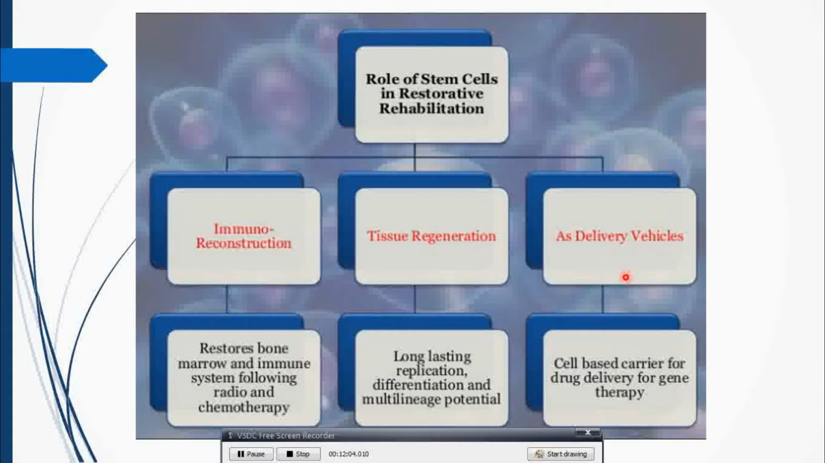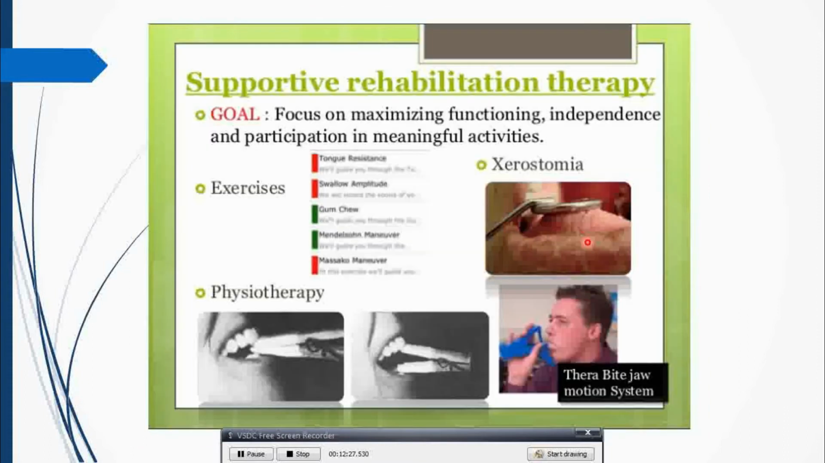Delivery vehicle, cell-based carrier for drug delivery, for gene therapy. Yang ni ada juga kita gunakan stem cell ni sebagai delivery vehicle, yang mana dia akan membantu membawa supaya sampai sesuatu package protein, RNA, DNA sebagainya kepada sel dalam tubuh badan manusia. So as delivery vehicle. Okay.